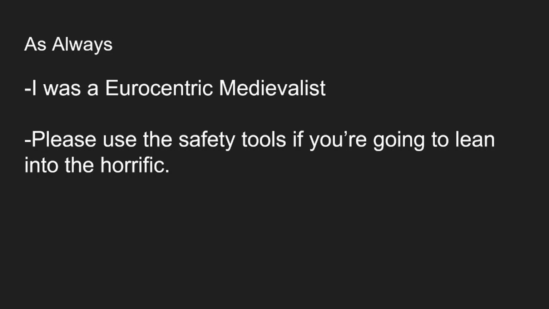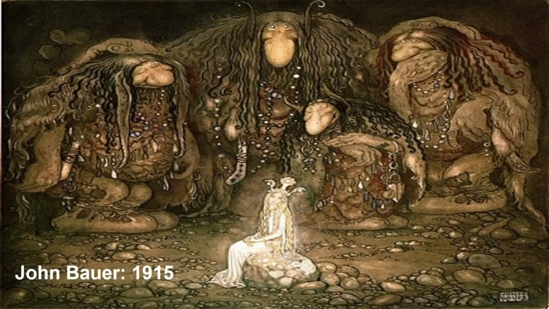And again, please use safety tools if you're going to lean into the horrific. Obviously, I don't think we're going to be talking about anything super spooky in this particular video, but as always, just make sure you're checking on your players and make sure that everyone's having a good time. So, with that out of the way, let's start with trolls.